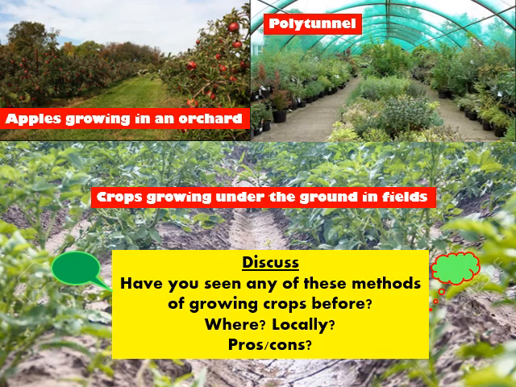Have a look at the picture in front of you. So, quick little task. You've got a polytunnel, you've got apples growing in an orchard, so an apple orchard, crops going underground in fields. Have you ever seen any of these methods of growing crops before? If so, think about it.